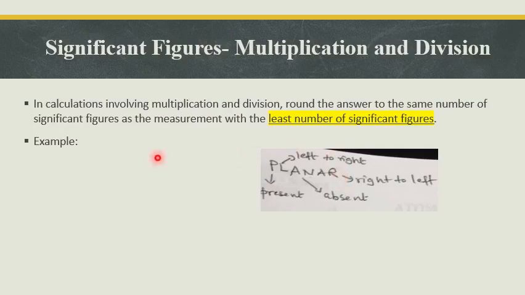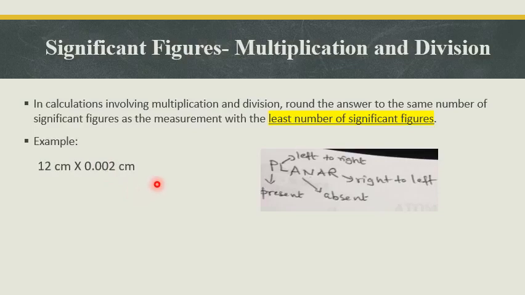So let's see an example with multiplication and division. The question is 12 centimeters times 0.002 centimeters. It's easy to multiply 12 times 2. It is 24, and we need 3 decimal places, so 0.024 centimeters squared.